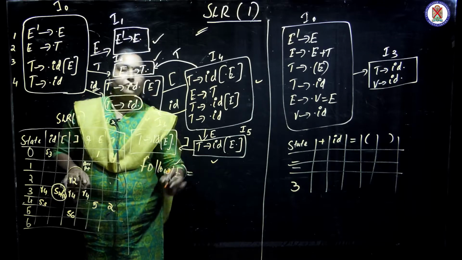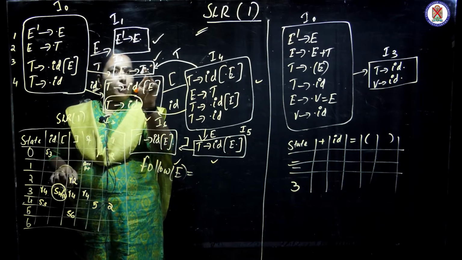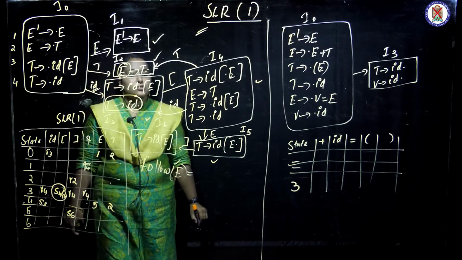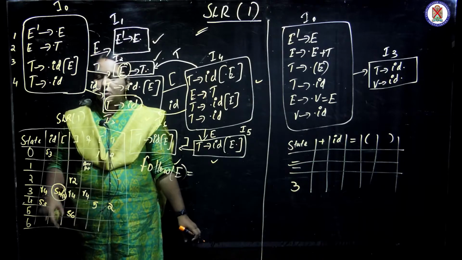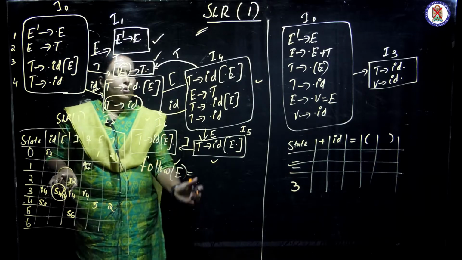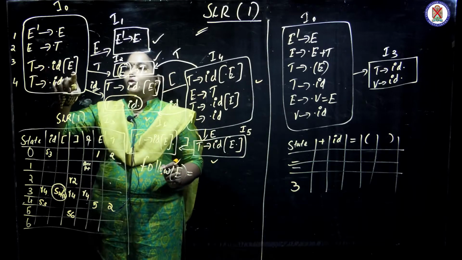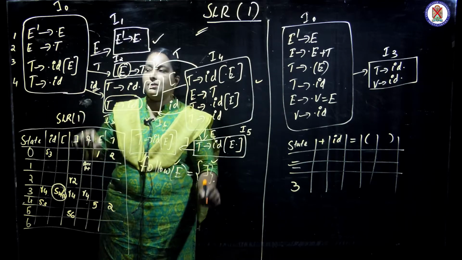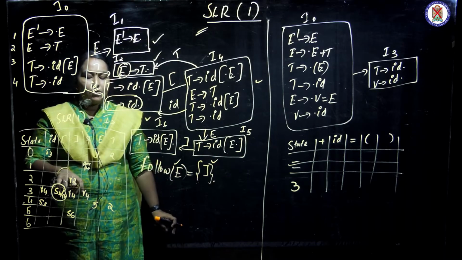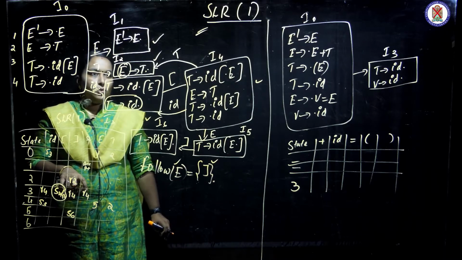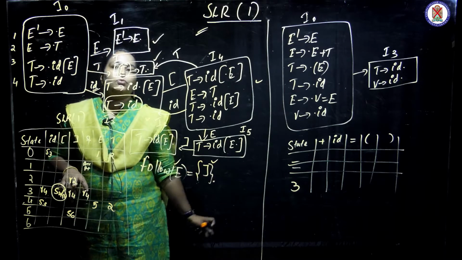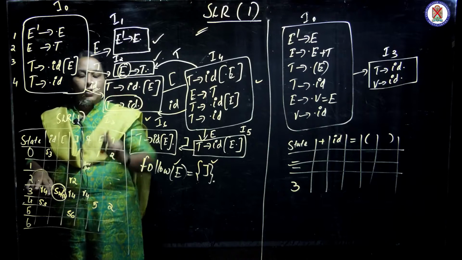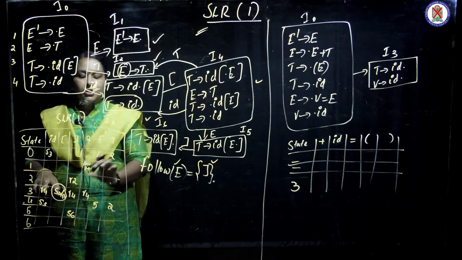Here, this production is being reduced, so look at the production. The production is for T, so construct the follow of E. So follow of E is equal to what? Look at it: the follow of E is the closing bracket. So the closing bracket is the follow of E. In that only I will put the reduction. So in the closing bracket only I will put R2, that is, this production is being reduced.